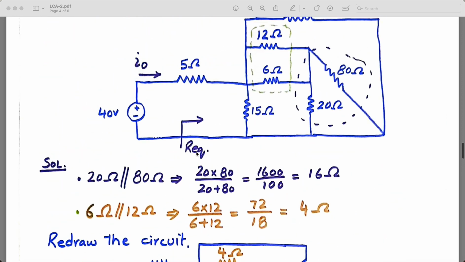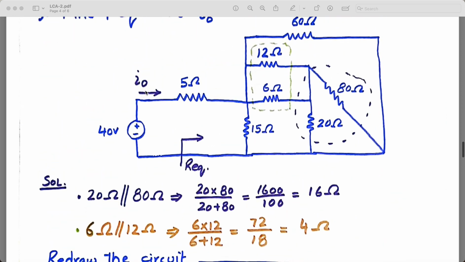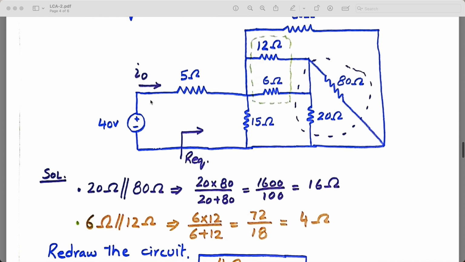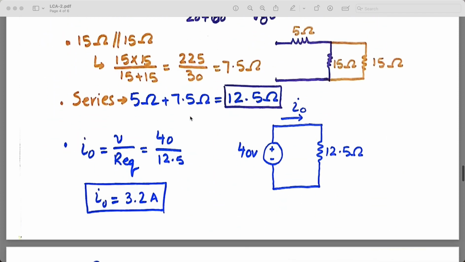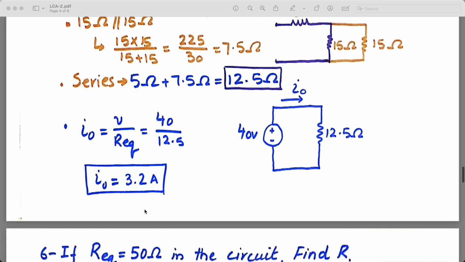The second unknown parameter is I naught. In order to calculate I naught, you can redraw that circuit like 40 volt with the R equivalent resistance, and then using Ohm's law you can calculate I naught, which is equal to V divided by R equivalent. V is 40 volt, R equivalent is 12.5 ohm, and then I naught will be equal to 3.2 ampere.